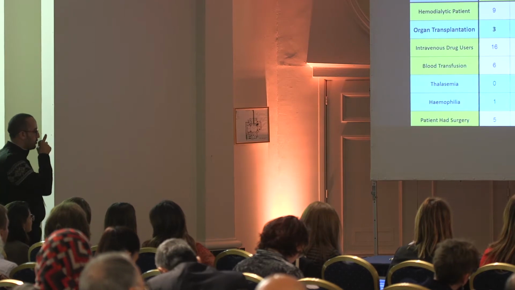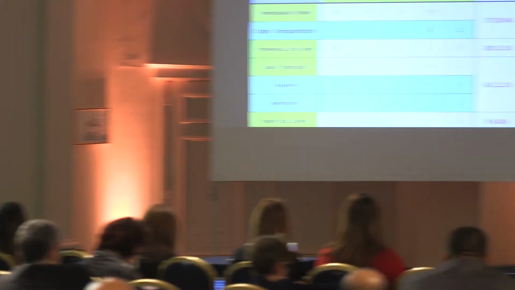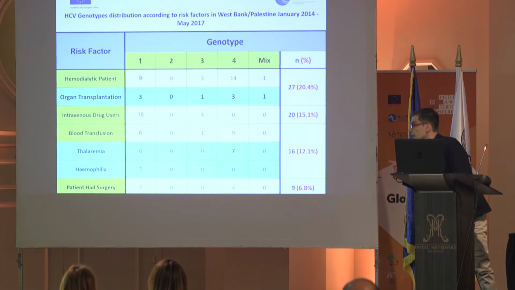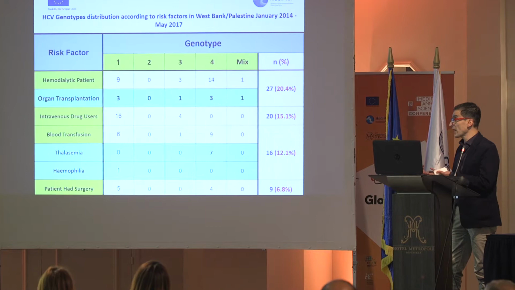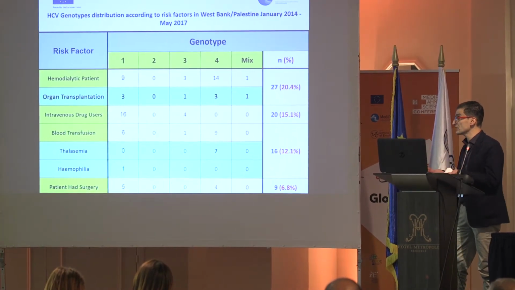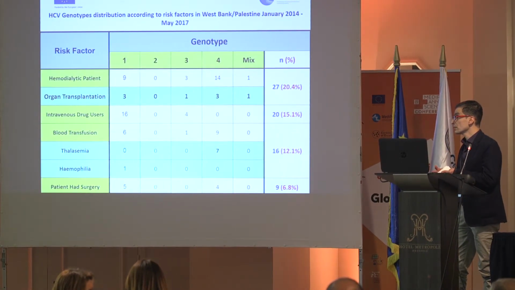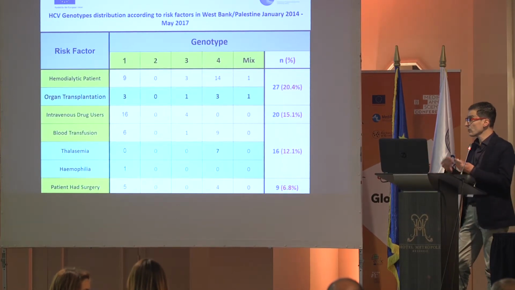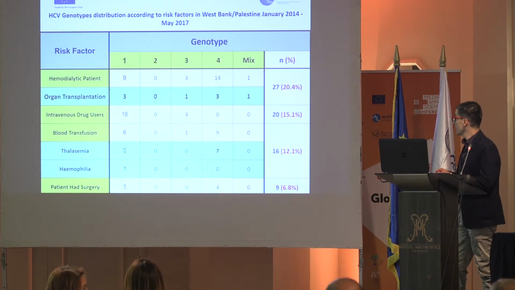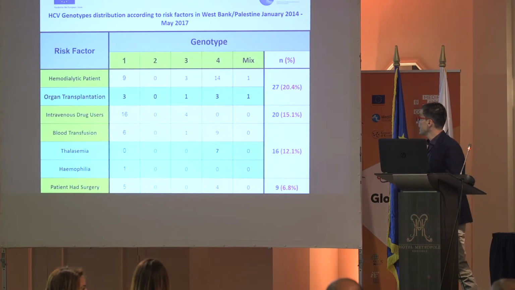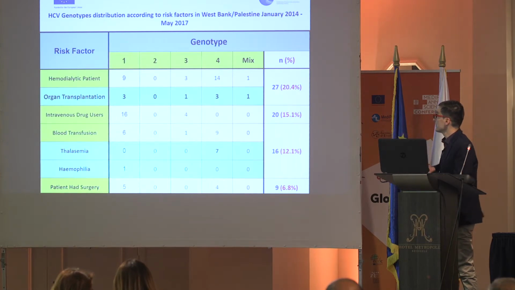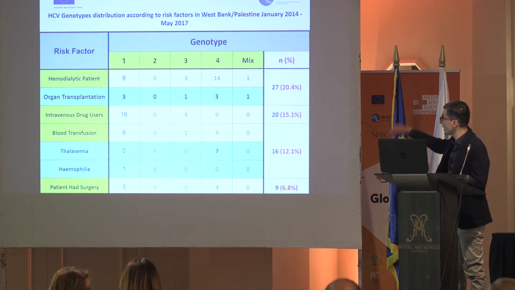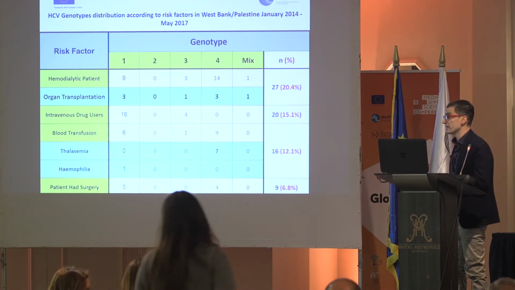How can thalassemia and hemophilia be associated with hepatitis? The association between them with regard to HCV infection in general? Because they receive blood transfusions, so they are included already in the blood transfusion. Yes, the major one is the blood transfusion, and part of that is thalassemia and hemophilia.